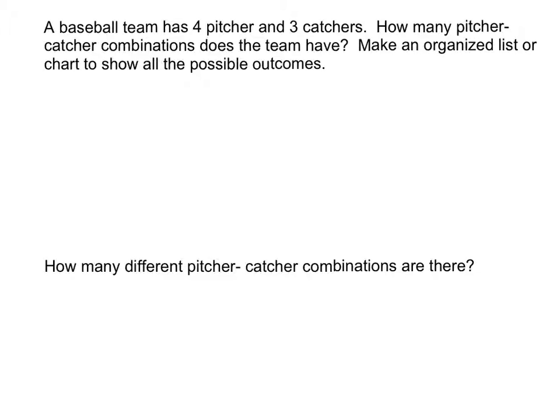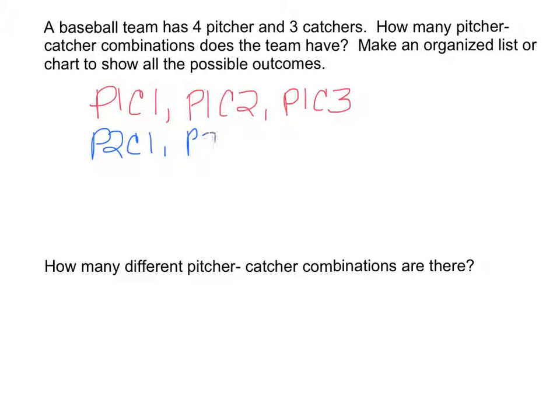So if we start off, this one's a little tricky because we don't know the names of each individual pitcher and catcher. So we're going to have to use some abbreviations to help keep these straight. So I can start with pitcher number 1, and he could play with catcher number 1. Pitcher number 1 could also work with catcher number 2, as well as catcher number 3. Pitcher number 2 then also has the same options to play with catcher 1, catcher 2, and catcher 3.